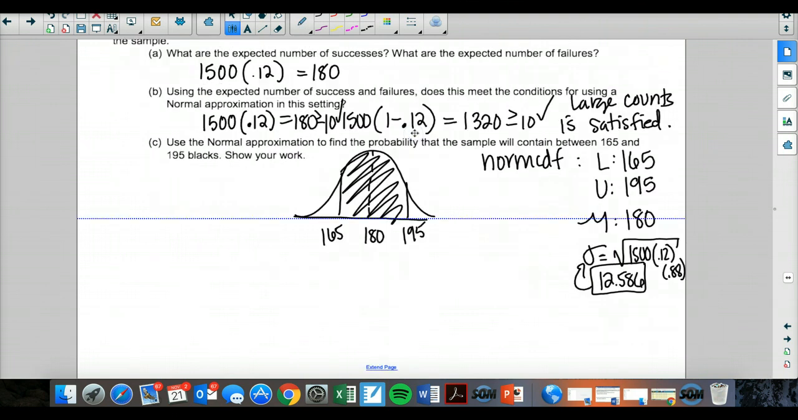So second VARS, norm CDF, my lower is 165, my upper is 195, my mean is 180, my standard deviation is 12.586. Paste. So my answer is 0.7667. So that's using a normal probability model to approximate a binomial. And it's okay as long as large counts is satisfied. And you'll see on AP exams that they'll provide this as an extra optional correct answer.